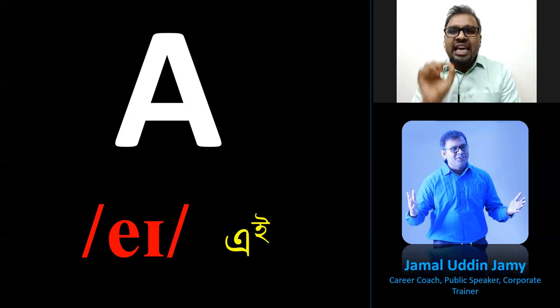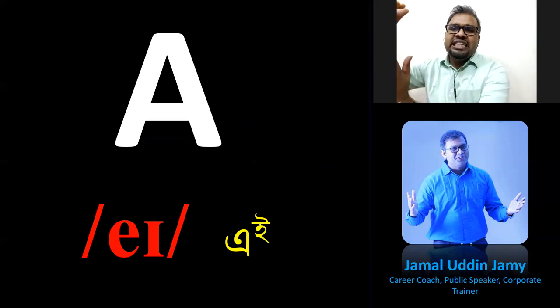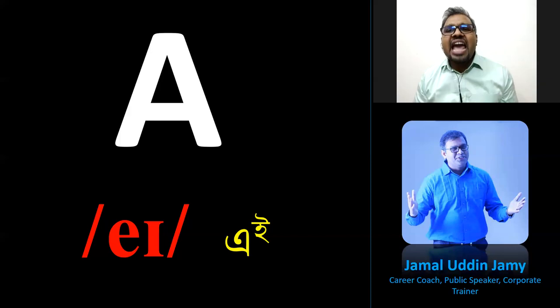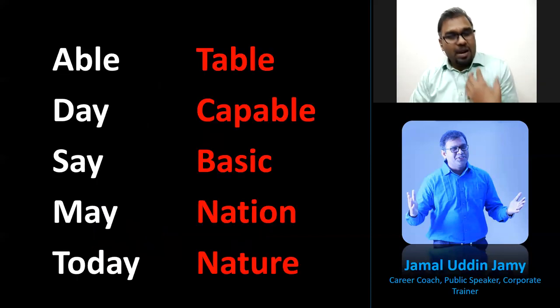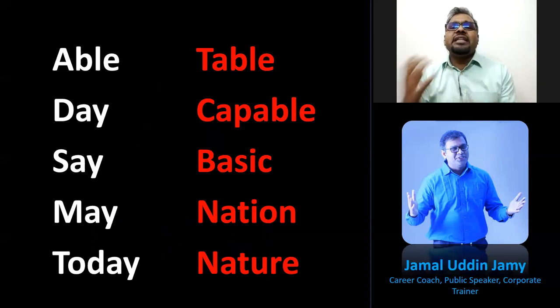So this will be A. From A to E, there will be a gliding. Let's see some examples. Let's practice together because this is a practical course. You need to repeat after me. You need to imitate me. You need to see my place of articulation and you need to work alone.